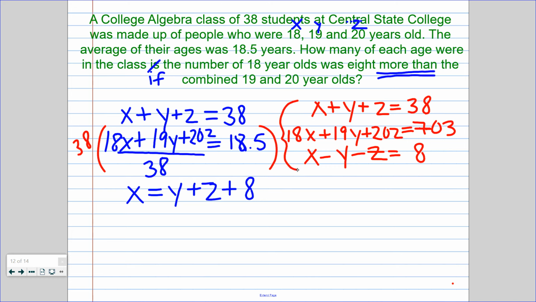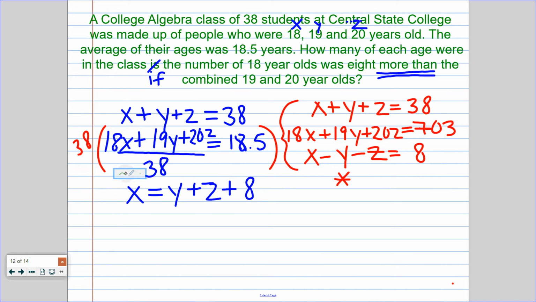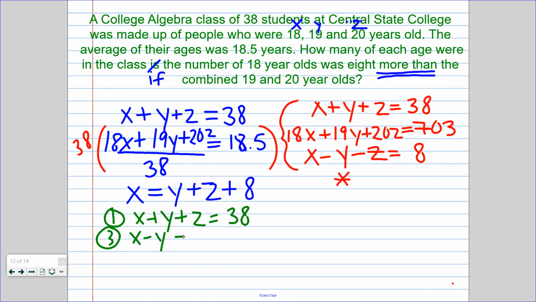Let's say I decide I want to get rid of my y's because I already have a positive y and a negative y. I'm going to pair up my first equation with my third equation to start here. So my first equation, x plus y plus z equals 38. And my last equation was x minus y minus z equals 8. And we're all set to add these together.